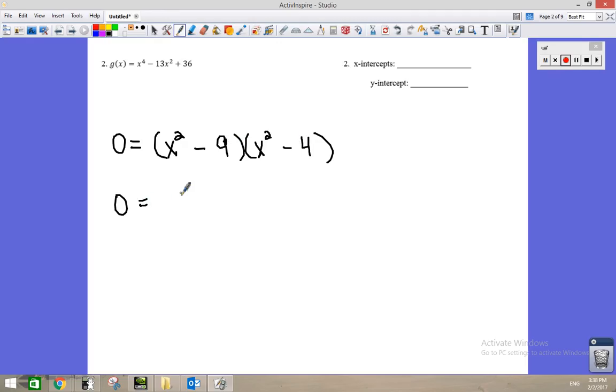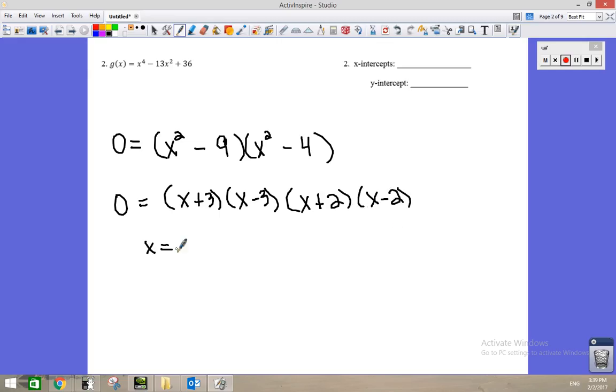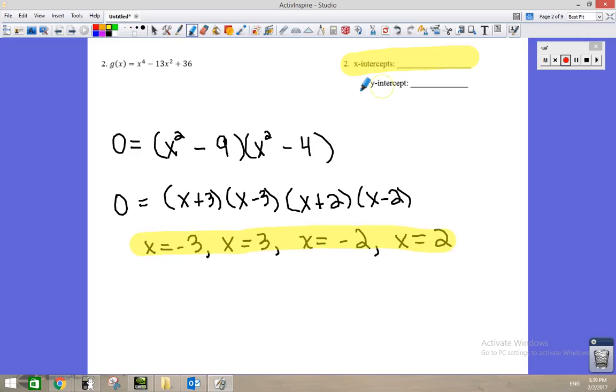This is a difference of perfect squares, so this factors to x plus 3 times x minus 3. And the same idea here, this is a difference of perfect squares, x plus 2 times x minus 2. This gives me x is negative 3, positive 3, negative 2, and positive 2 as x-intercepts. So these 4 are my 4 x-intercepts, and with the degree of 4, I know there can be at most 4, so we found all of them.